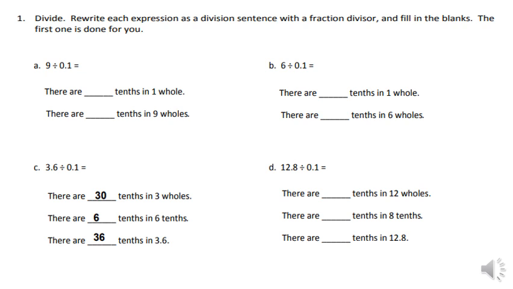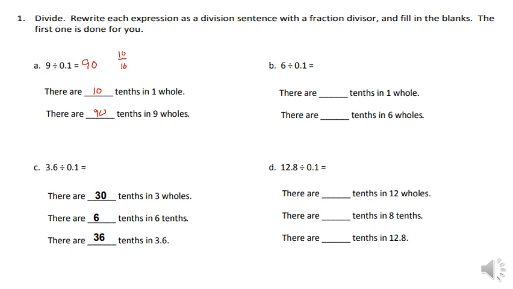This says 9 divided by 1/10. Well, the thing is, we know how many tenths are in a whole. We know there are 10 tenths in one whole. So if there's 10 tenths in one whole, that means there would be 9 times as many in 9 wholes. So it would be 90 tenths. So 9 divided by 1/10 would be 90 tenths.